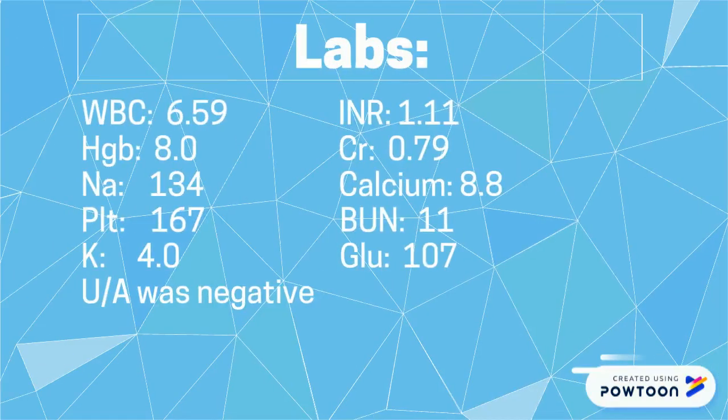Her white blood cell count was 6.59, hemoglobin 8.0, sodium 134, platelets 167, potassium 4.0. Her UA was negative. Her INR is 1.11, creatinine 0.79, calcium 8.8, BUN 11, and glucose 107.